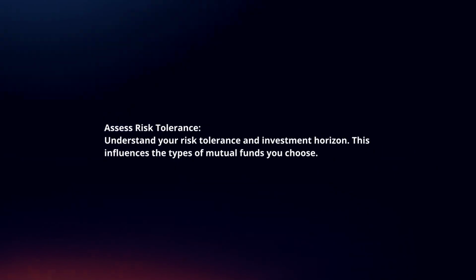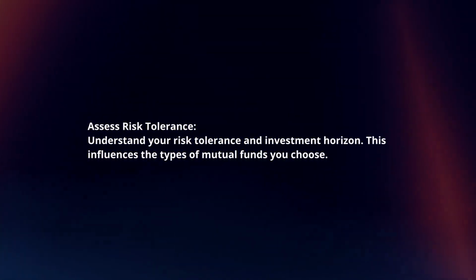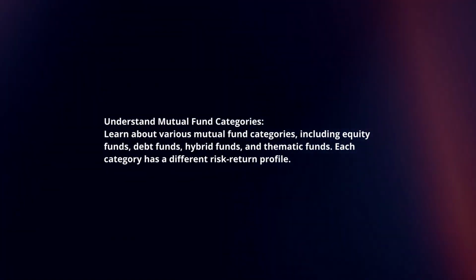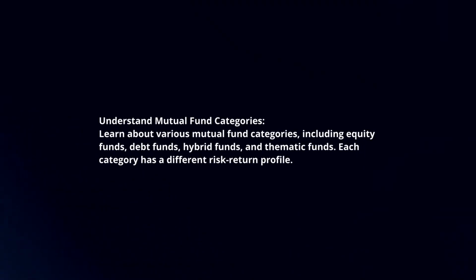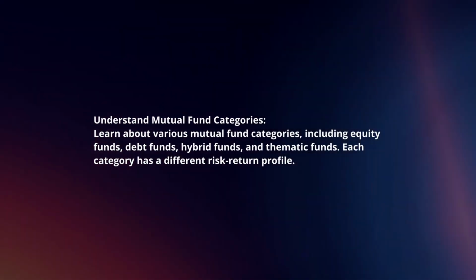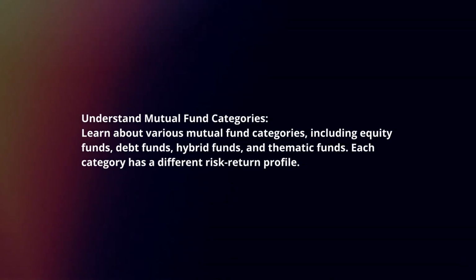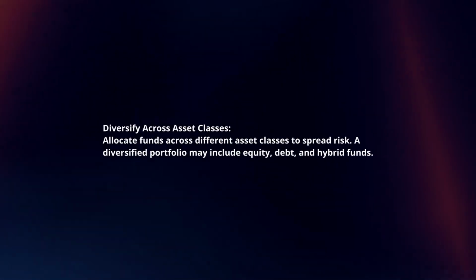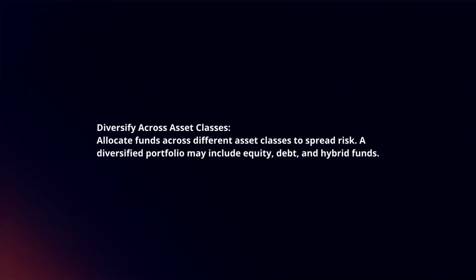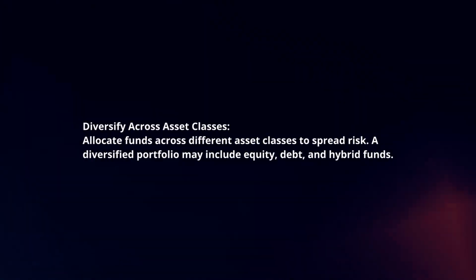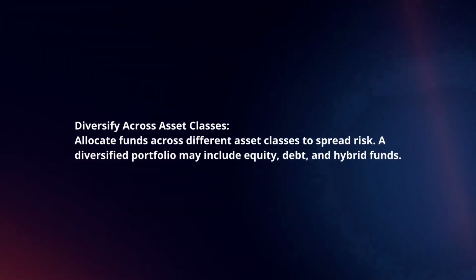Assess risk tolerance. Understand your risk tolerance and investment horizon. This influences the types of mutual funds you choose. Understand mutual fund categories. Learn about various mutual fund categories, including equity funds, debt funds, hybrid funds, and thematic funds. Each category has a different risk-return profile. Diversify across asset classes. Allocate funds across different asset classes to spread risk. A diversified portfolio may include equity, debt, and hybrid funds.